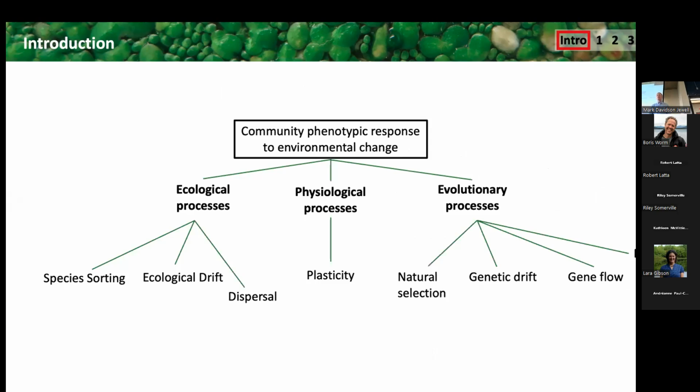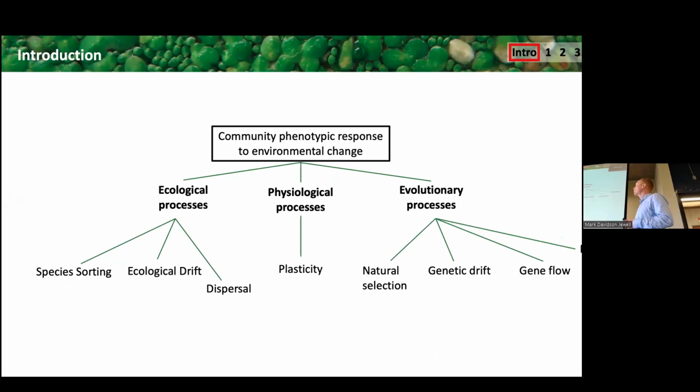This is a conceptual figure that I'd like to bring up at the beginning because I'll refer to it several times throughout my presentation. It's a nice way to group together all the different processes that I'm going to be talking about. And different chapters will look at different combinations of processes. So the main question that I'm addressing is how the community phenotype responds to environmental change. This will be a complicated mixture of ecological, physiological, and evolutionary processes.